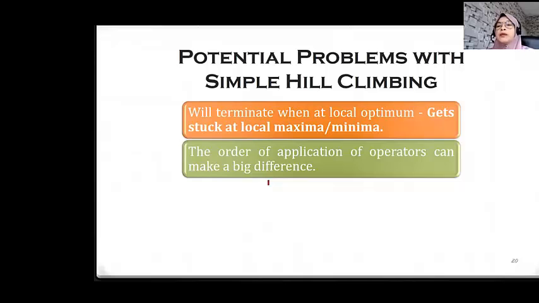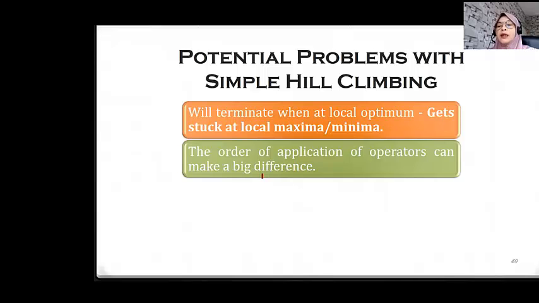So, a potential problem with simple hill climbing: we terminate when at a local optimum. That is, we get stuck at a local maxima or local minima. The order of application of operators can make a big difference. That means where in the solution space you start the search, or what random number you generated first.